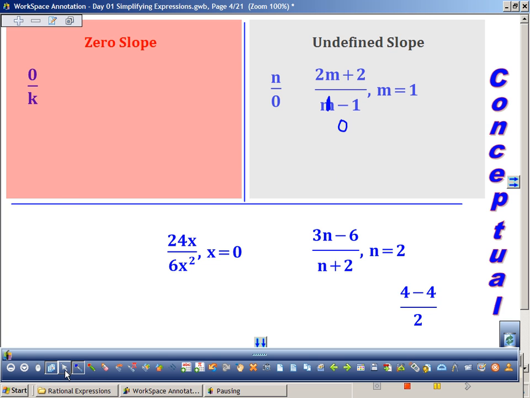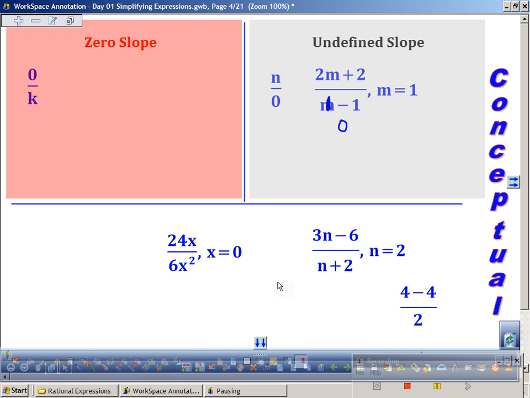Matt is volunteering next. We're trying to categorize these as 0 slope or undefined. Oh, okay. Any one of these. 4 minus 1 over 3. Good, because 4 minus 4 is 0, and a 0 in the numerator means 0 slope. Okay, who else?